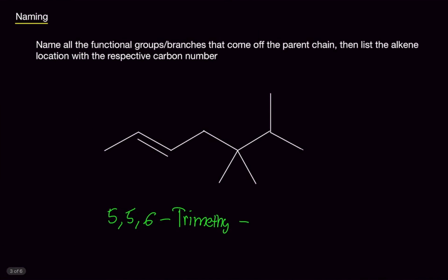We're chilling. We're fine. All right, so name all the functional groups and branches that come off the parent chain. Then list the alkene location with the respective carbon number. All right, so what do we do?